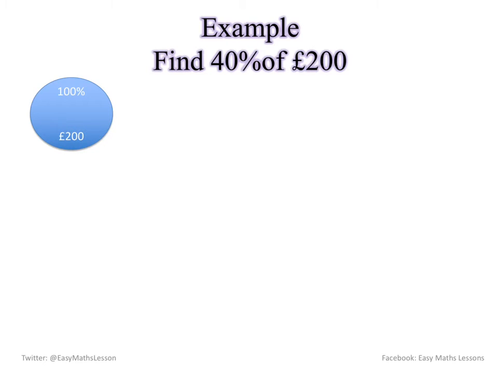The first question says, find 40% of £200. From the previous video, you should remember that whatever the amount is here is always 100% of your amount. And the very first thing you should always do is find 10%. No matter what, always find 10%. To find 10%, I just take this amount and divide it by 10, like so. So 10% of 200 is £20.